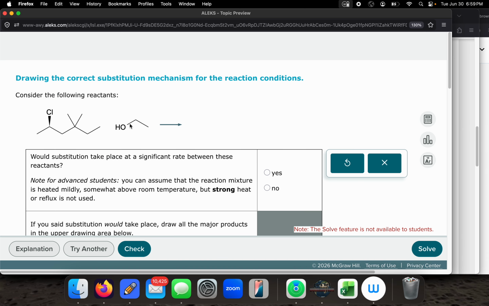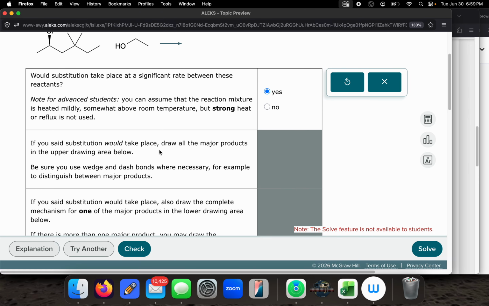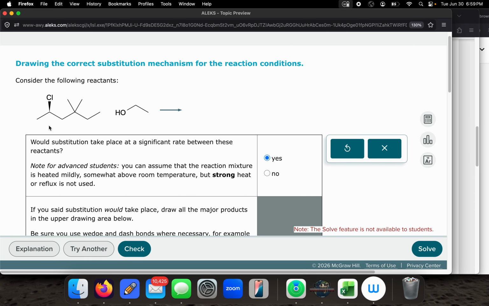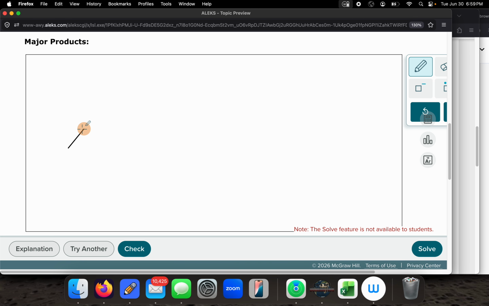And so consequently, what's going to happen is, yeah, we are going to get something here. No problem. And let's draw the products of that. The products are going to be both. This is chiral, so it's going to be both. We're going to invert our configuration and retain it. It's going to be a racemic mixture. So let's go down here and say major products.